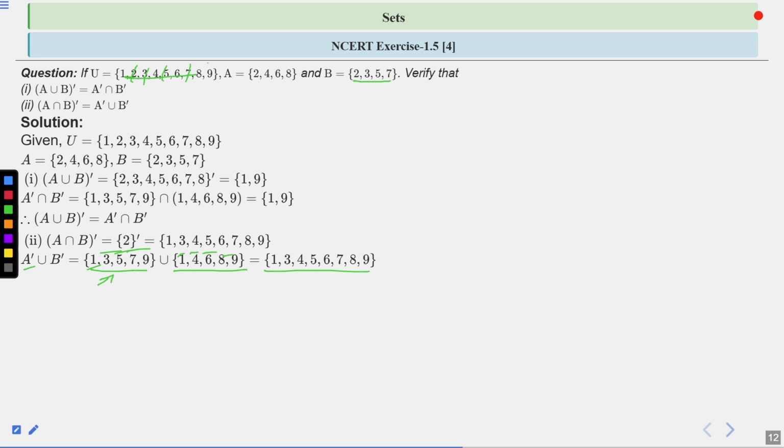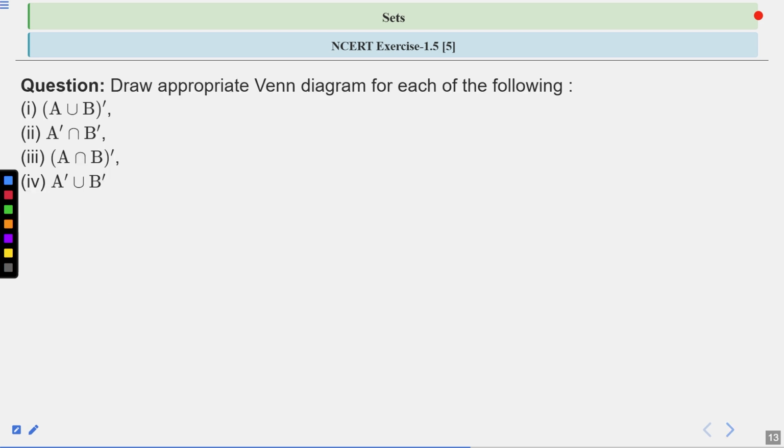And if you try to observe carefully, you will find that the complement of A intersection B is the same as A complement union B complement. Okay, I hope this verification part is clear to you. So moving to the next question.